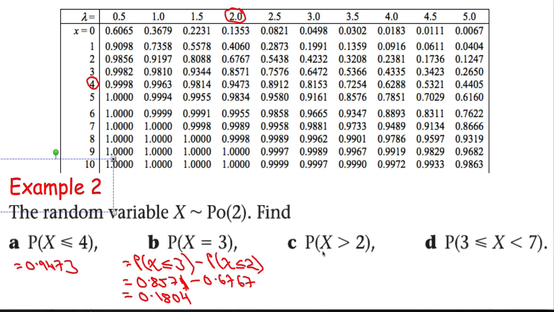Okay, maybe you want to pause the video and try these two. I'm going to crack on ahead with it now. The probability that x is greater than 2, remember these are for less than or equal to values of x. Well, that is going to be the same as 1 minus the probability that x is less than or equal to 2, which is 1 minus 0.6767, and again, bashing that into the calculator, we get 0.3233.